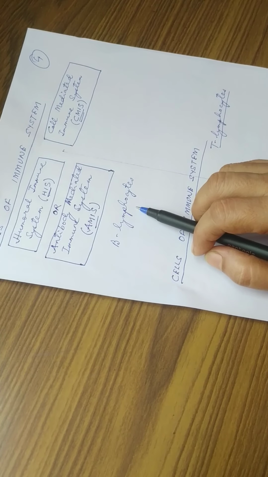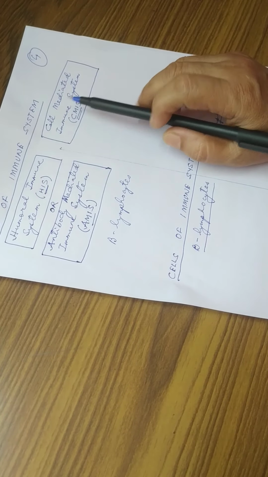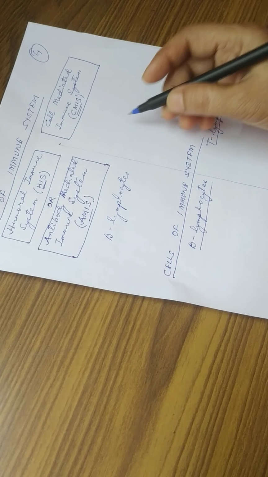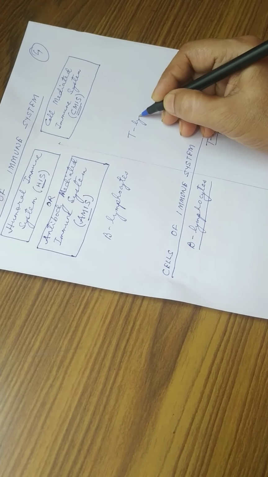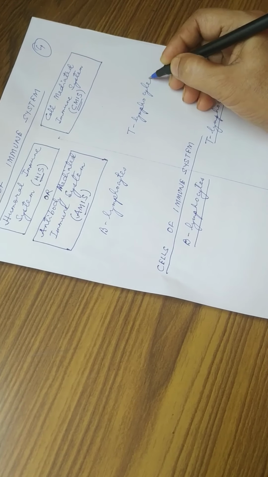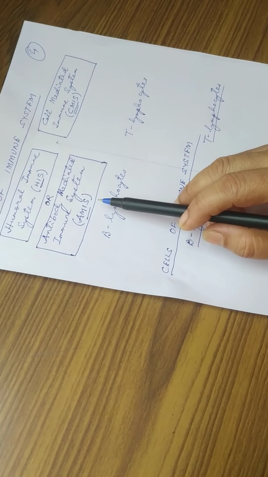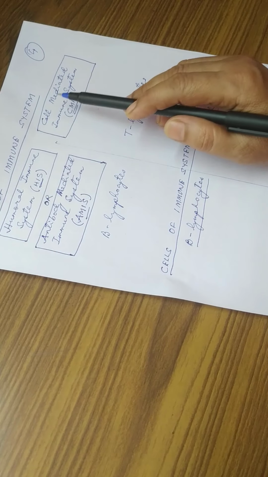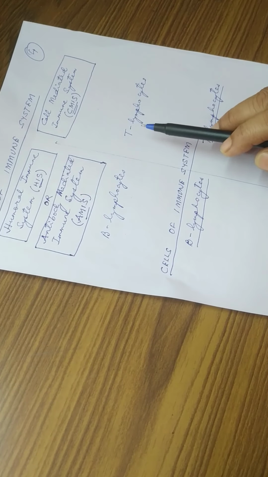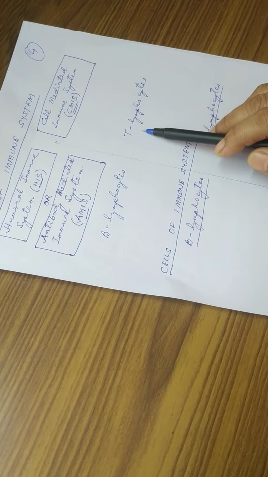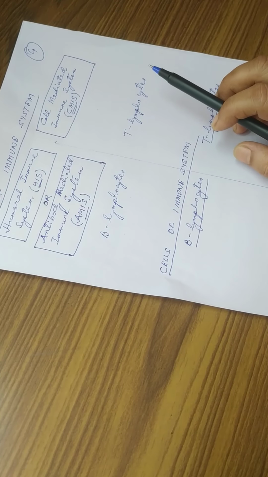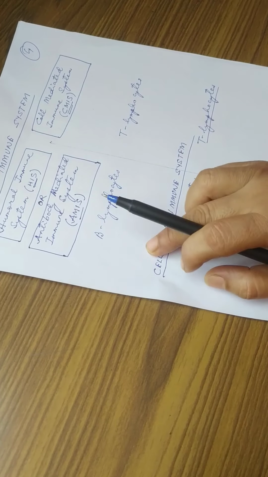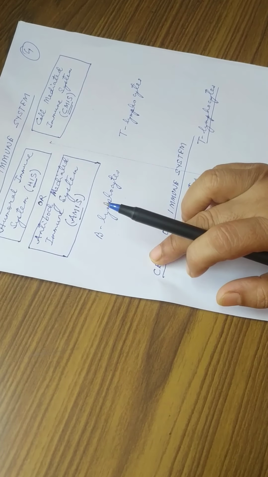So HIS or AMIS is made up of which kind of WBC? B lymphocytes. And the CMIS, cell mediated immune system, is made up of which kind of lymphocyte? It is made up of T lymphocytes. Remember, HIS or AMIS is made up of B lymphocytes, and CMIS is made up of T lymphocytes.